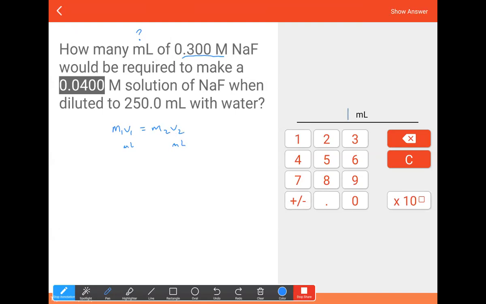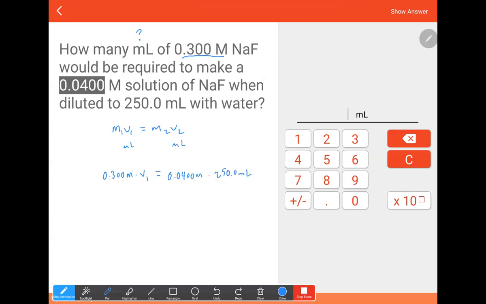So I'm going to take the larger molarity as my M1. So I'm going to say 0.3 molar, but I don't know what my V1 is. And it's okay, any of these can be the missing variable. It could be M1, V1, M2, or V2. Doesn't really matter, so just set it up how it makes sense to you. My M2 is this 0.0400 molar, and my volume 2 is 250 milliliters.